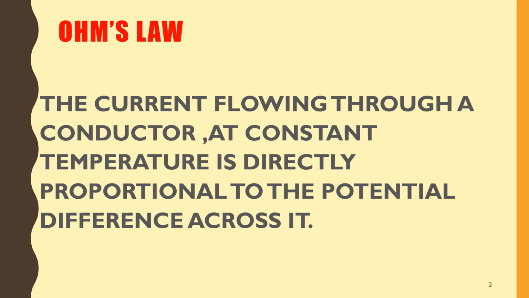Ohm's law. The current flowing through a conductor at constant temperature is directly proportional to the potential difference across it. Potential difference refers to the work done to transfer a coulomb of charge from one point to another. So Ohm's law relates current and potential difference across a conductor.